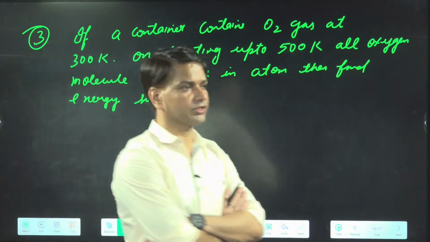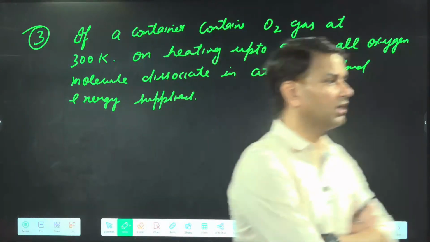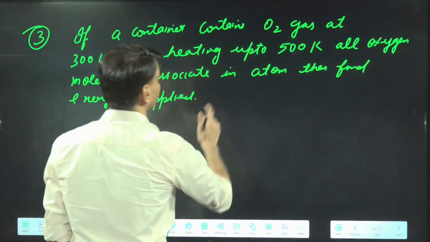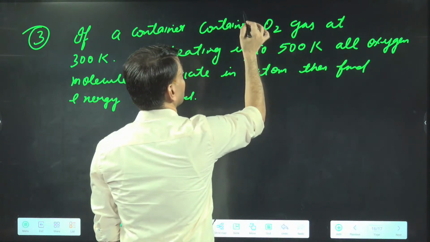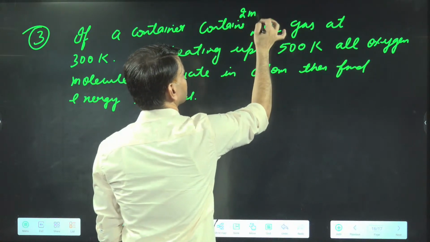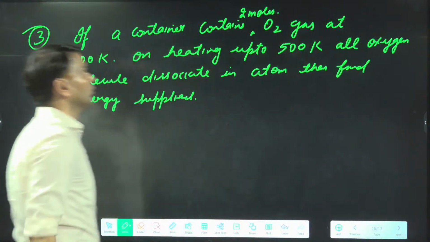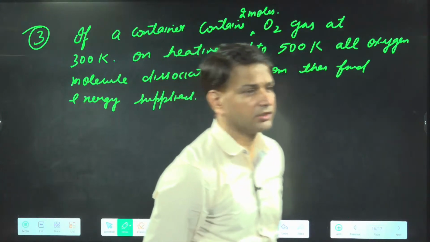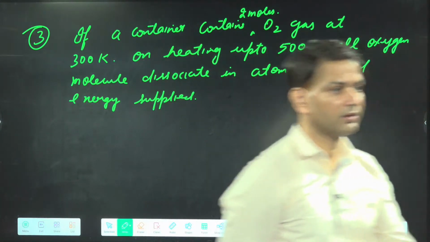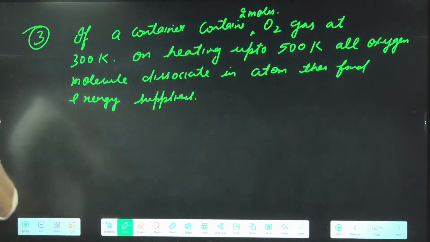So in a container we have oxygen gas. The mole is also required. You can take 2 moles of oxygen gas. 2 moles of oxygen gas at 300 Kelvin, on heating up to 500, all oxygen molecules dissociate into atoms. Then find the energy supplied. 600 joule. Okay. Any other answer?